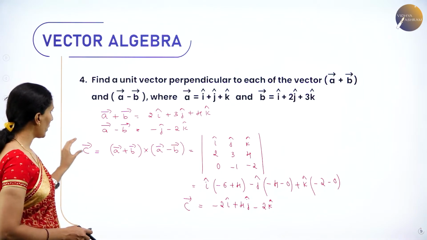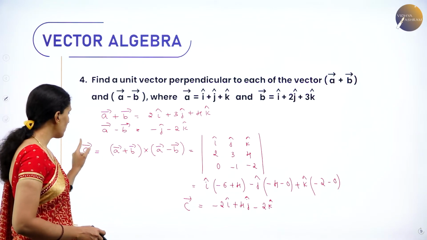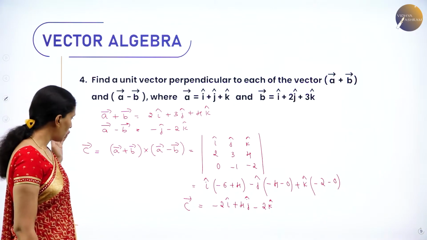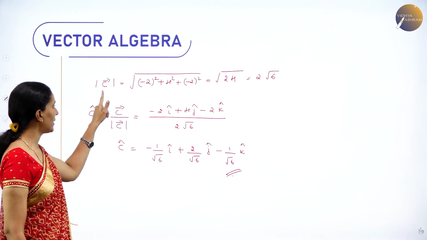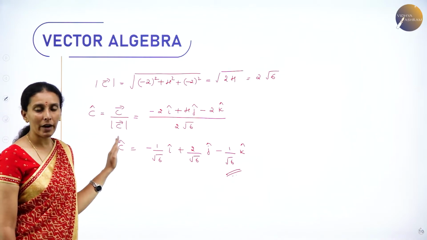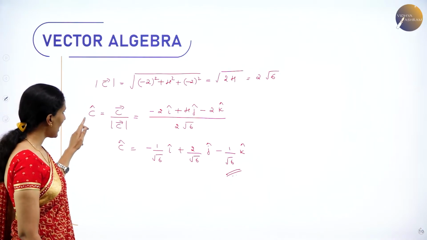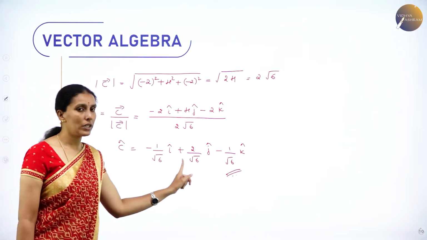First we find the cross product of A plus B and A minus B, which gives us a vector, and to find the unit vector of this vector we need the magnitude of vector C. We know any unit vector is nothing but its vector divided by its magnitude. So C cap is vector C by the magnitude of C, which will give you the unit vector.